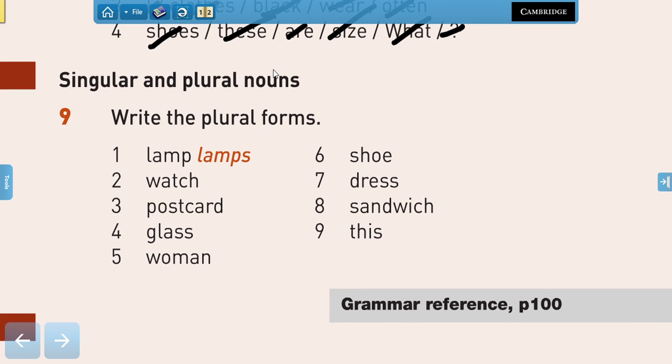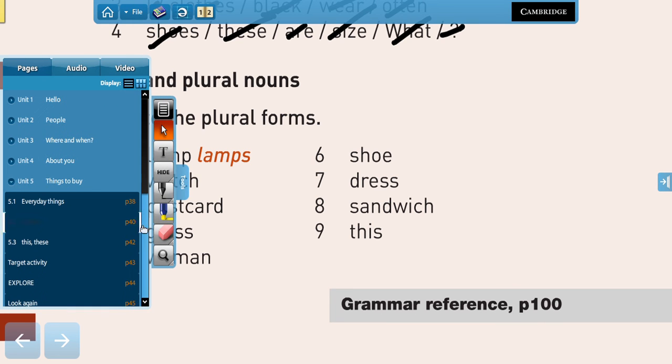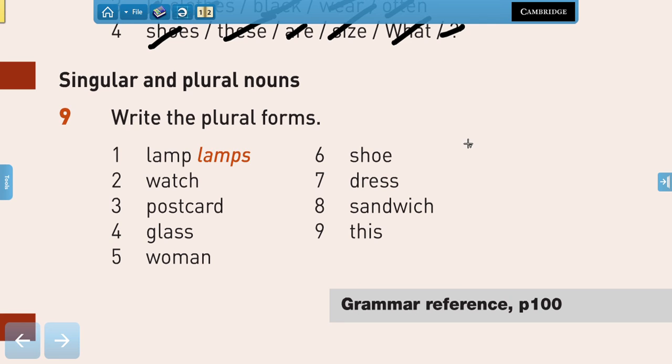So now, final exercise. Write the plural forms of these objects. So all of these are words in singular, so you have to transform them into plural. All right? So let's see. We have lamp and lamps. Number 2 is watches, right? Watches. Very good. Postcards.